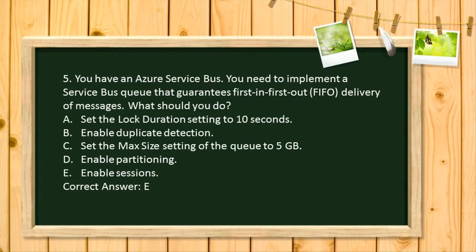5. You have an Azure Service Bus. You need to implement a Service Bus queue that guarantees first in first out (FIFO) delivery of messages. What should you do? Set the lock duration setting to 10 seconds. Enable duplicate detection. Set the max size setting of the queue to 5 GB. Enable partitioning. Enable sessions. Correct answer, E.